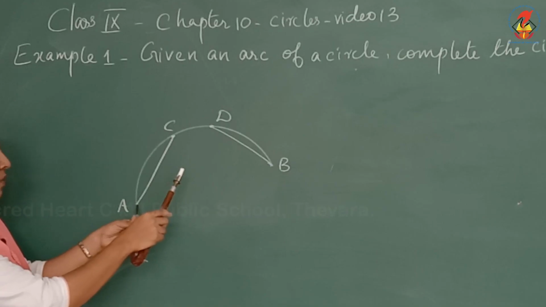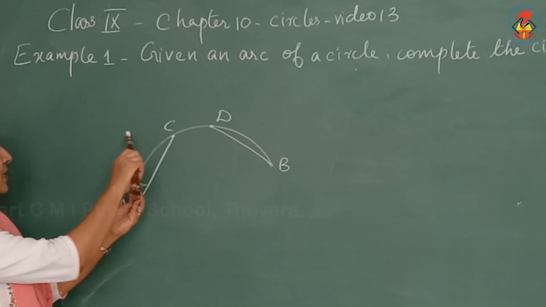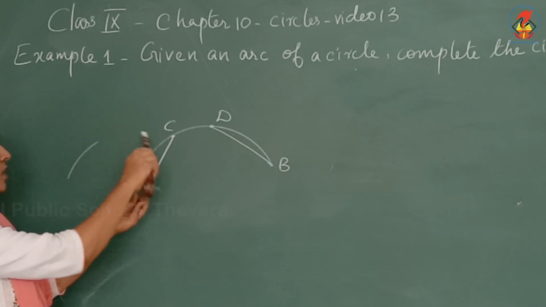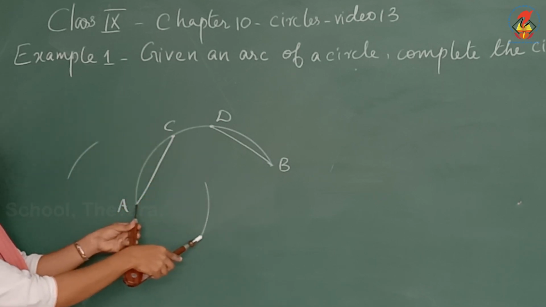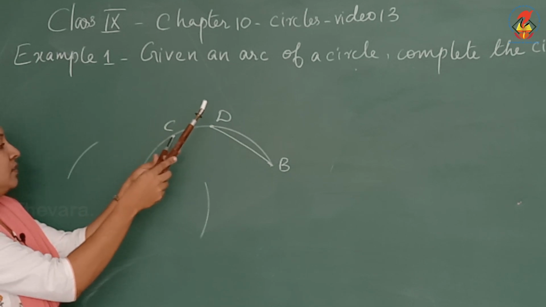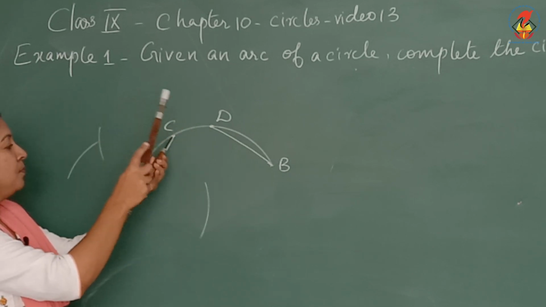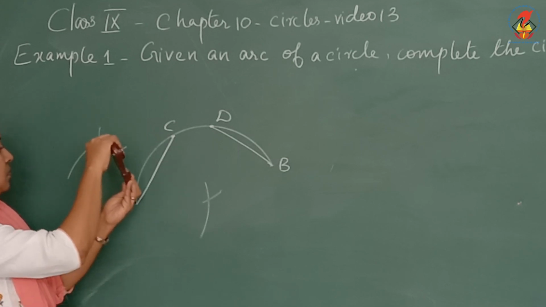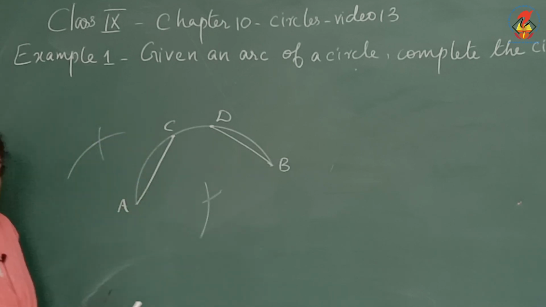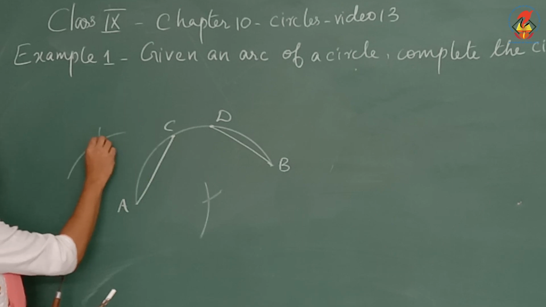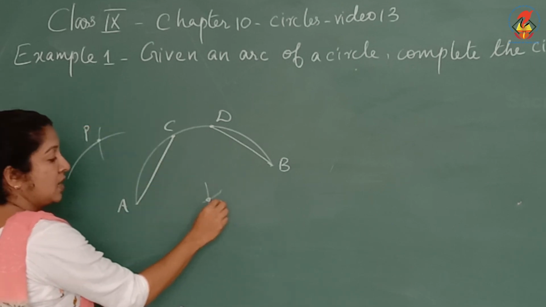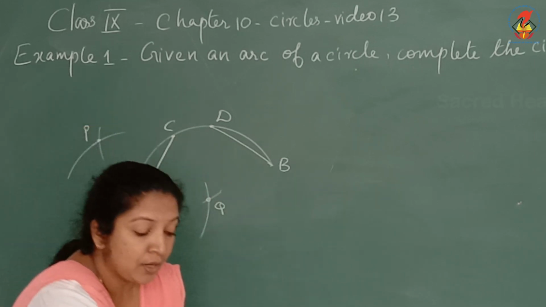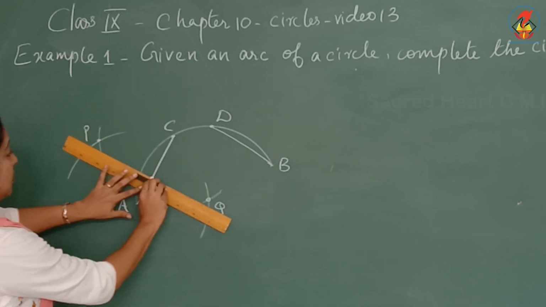So take more than half of this AC and draw two arcs from A and two arcs from C. Mark the point of intersection of these two as P and Q. Then join P and Q. Join PQ.